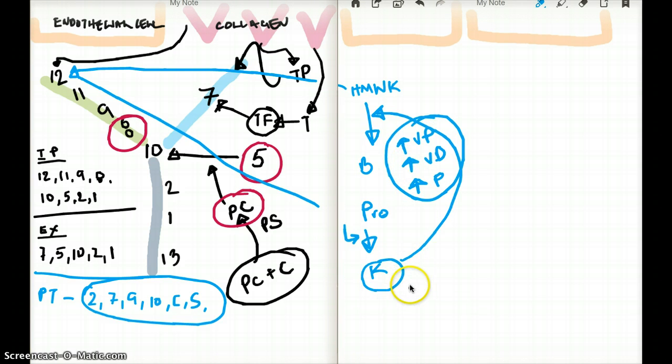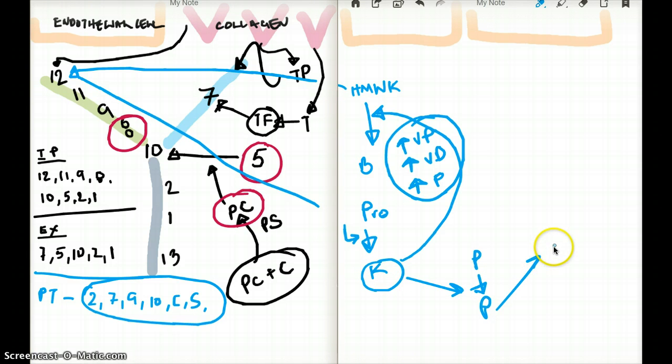And what about kininogen? Kininogen is going to go and activate plasminogen to plasmin. This is going to be activated by kininogen.